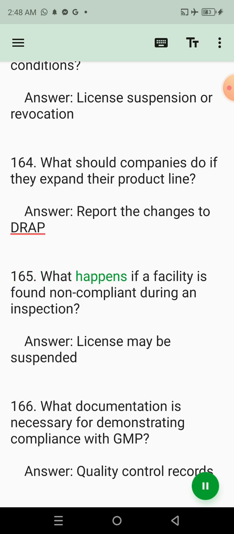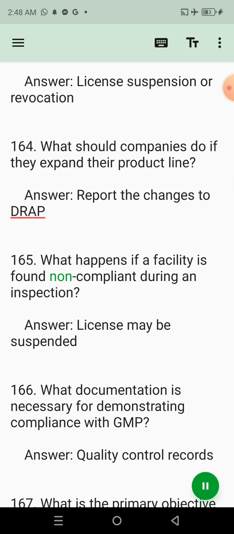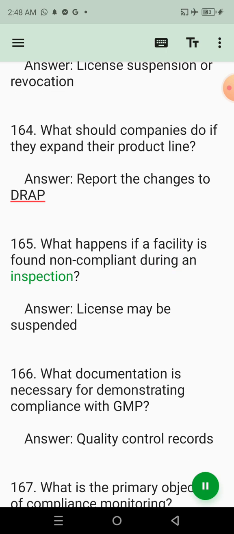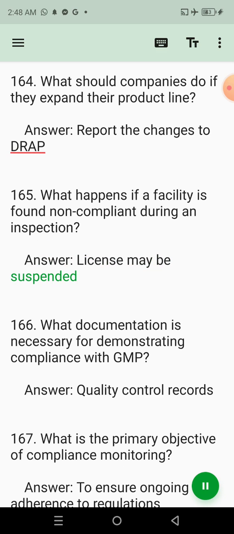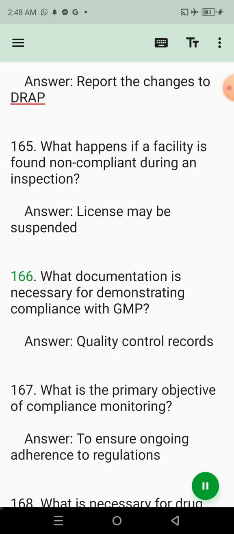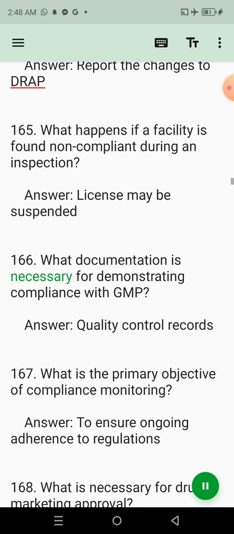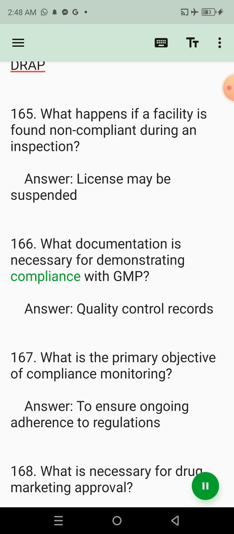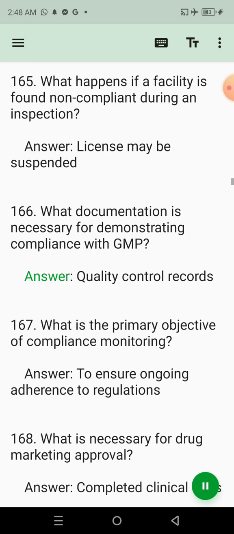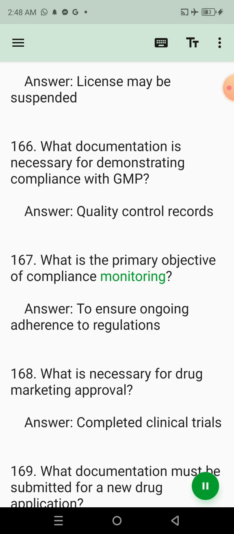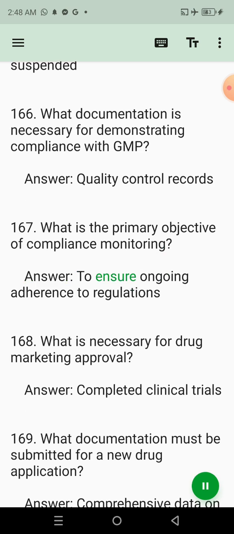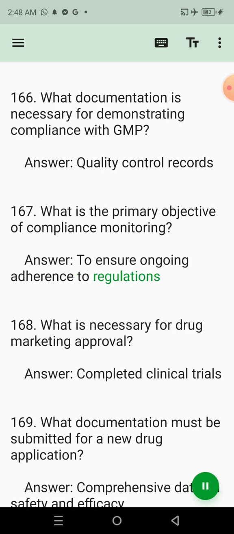165. What happens if a facility is found non-compliant during an inspection? Answer: License may be suspended. 166. What documentation is necessary for demonstrating compliance with GMP? Answer: Quality control records. 167. What is the primary objective of compliance monitoring? Answer: To ensure ongoing adherence to regulations.